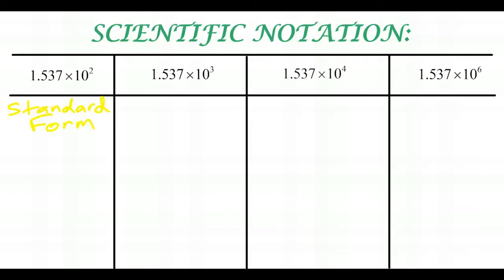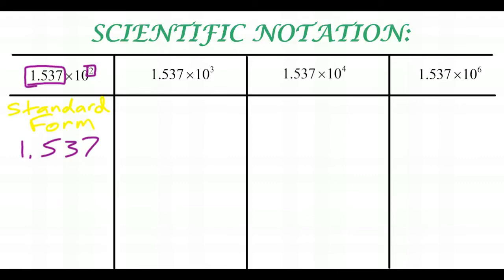Now, for each of these numbers here, all we did was change the power of 10. Our C, our number being multiplied that's not a power of 10, is between 1 and 10. It's 1 and 537 thousandths. So that's true, which is what we needed for scientific notation, and we have a whole number power. So now we're going to multiply 1.537 times 10 squared.